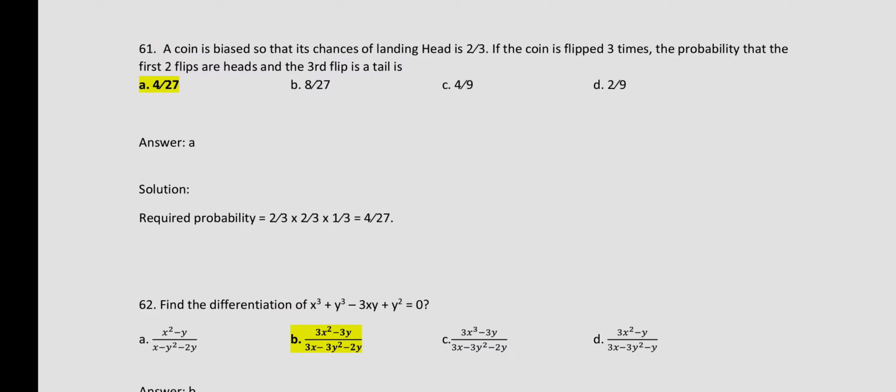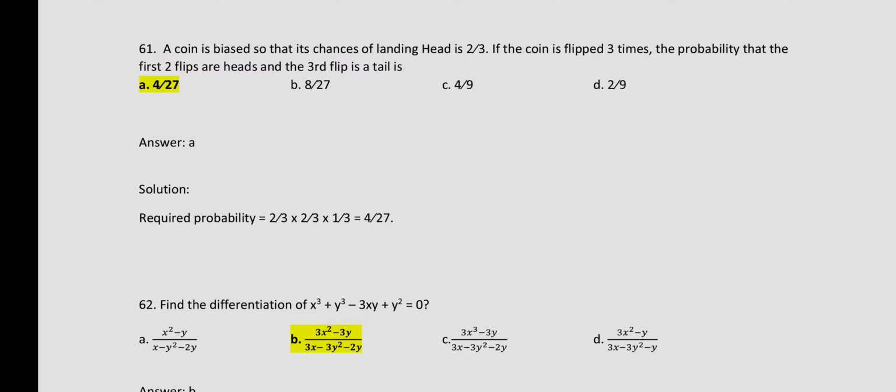Siyempre, probability ang ating topic. Ang required probability mo ay given sa solution na siyempre, yung chances of landing, 2/3, diba? Yung multiply mo siya 3 beses. Kasi, if the coin is flipped 3 times. So, sa first trial mo, yung landing head mo is 2/3. So, sabi, the first 2 flips are heads. So, ibig sabihin, dalawa ang head doon sa events mo. So, 2/3. Bakit dalawang 2/3?